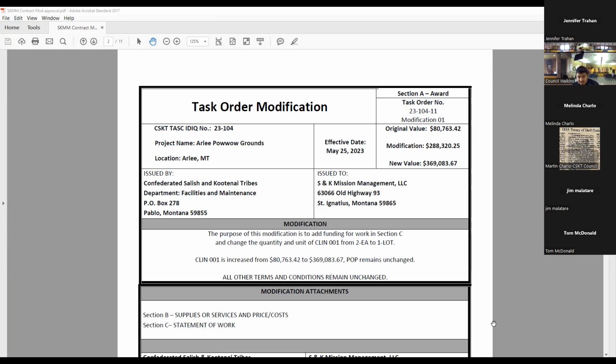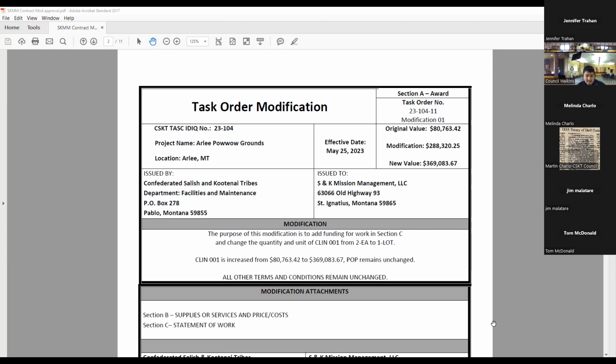So what we're requesting is a modification to add $288,320.25 to task order 11 for Arley Power Grounds, bringing the new value of the task order total up to $369,083.67.